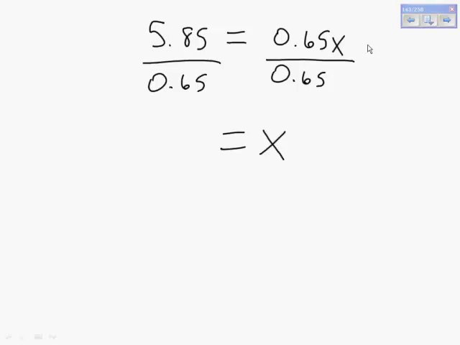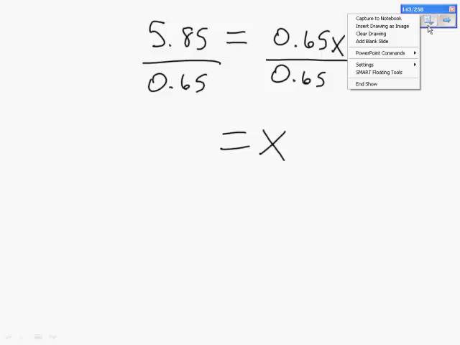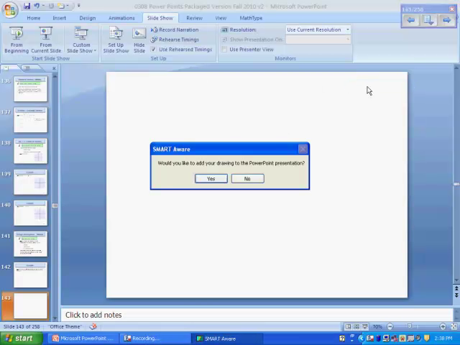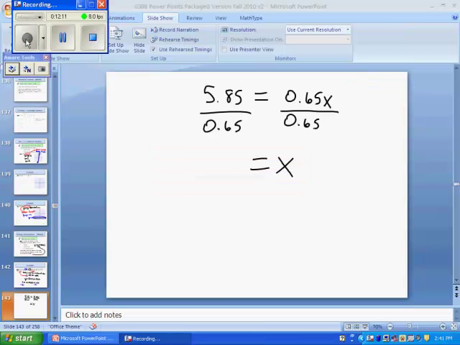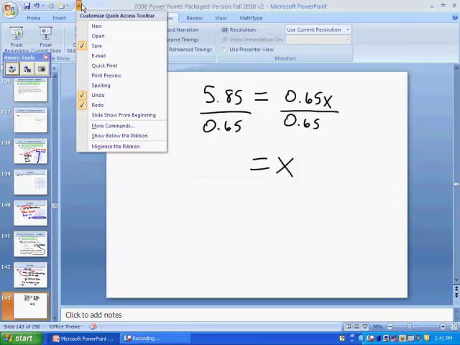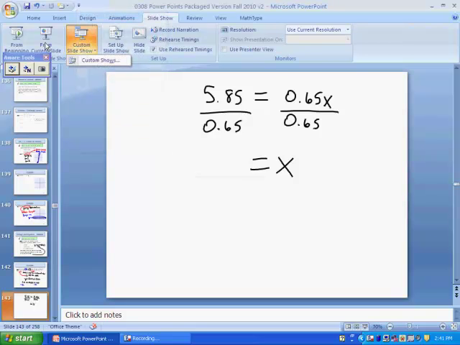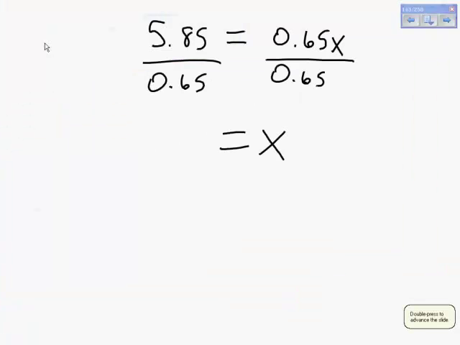I need to take my own advice. I forgot to bring my calculator with me. So let me pause this and I will go get my calculator. All right, sorry about that.